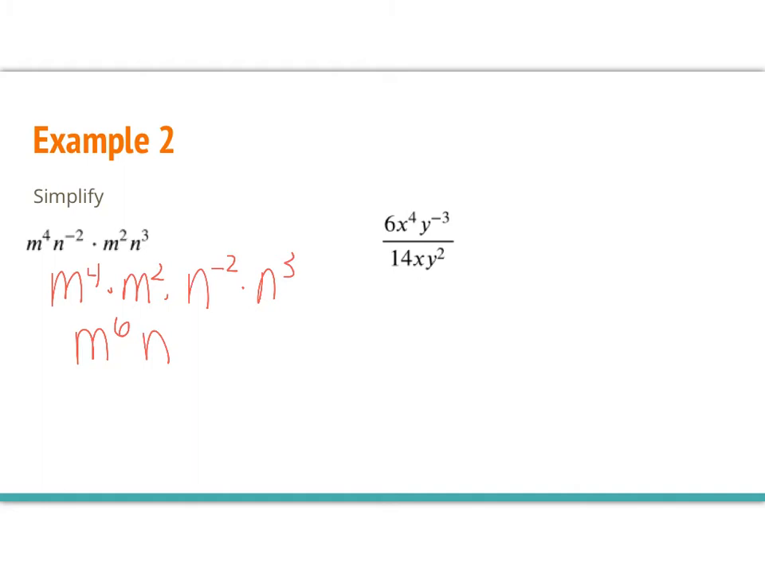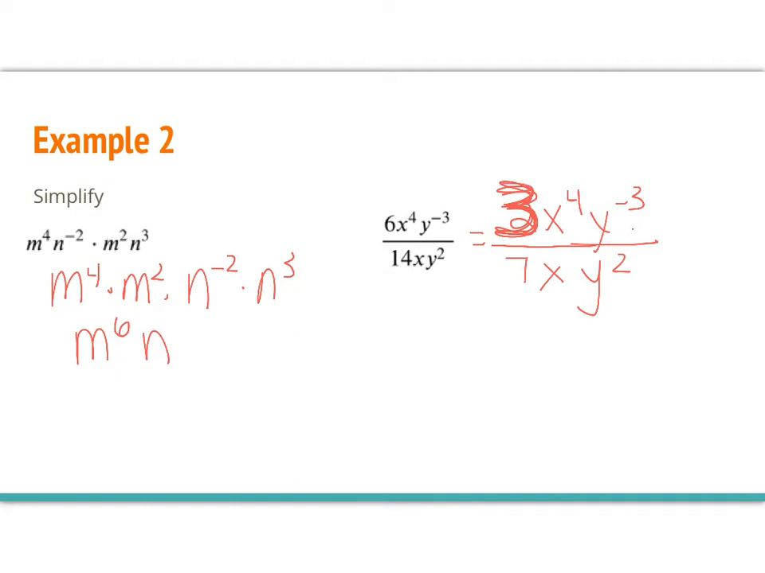All right, this one looks a little complex. We have numbers, and we have two variables here. So remember, we just need to work within the same base. I'm going to take care of the numbers first. So 6 over 14 can be reduced. Each number can be divided by 2. So I'm going to write this as 3x to the 4, y to the negative 3, all over 7x y squared. Just reducing those. Oopsie, that should be a 3 if I'm dividing both by 2.